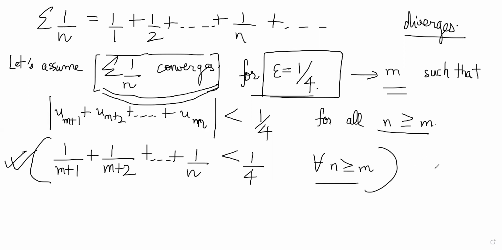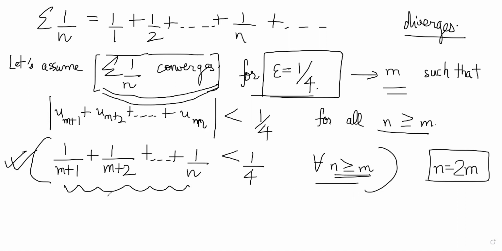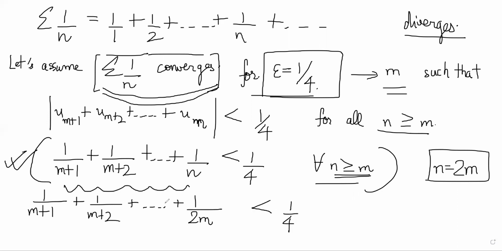Now, what we will say is let's select n equal to 2m, which satisfies the condition that n is greater than m, right? So then still this inequality should be true. So we'll get 1 by m plus 1 plus 1 by m plus 2 and so on till 1 by 2m should be less than 1/4, right? Makes sense, right?